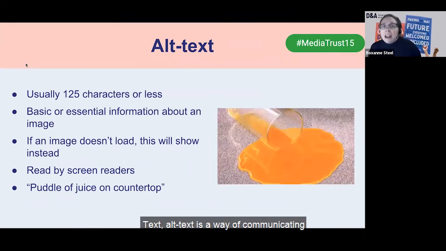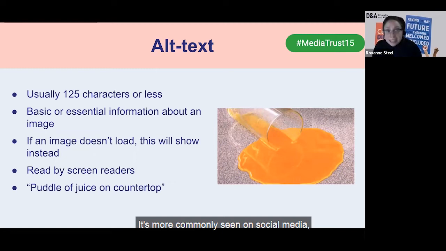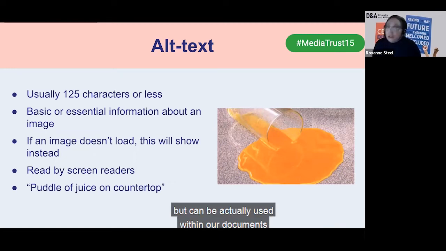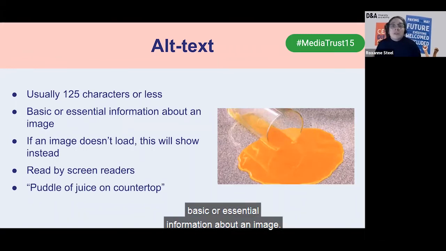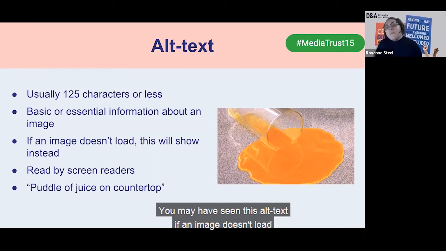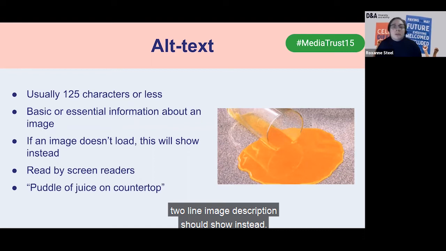Alt text is a way of communicating what is in a picture to an individual that may not be able to see it traditionally. It's more commonly seen on social media, but can be used within our documents and Word. Usually alt text is 125 characters or less. The purpose of alt text is to give basic or essential information about an image. You may have seen this alt text if an image doesn't load when you open an email, and this kind of 2-line image description should show instead. It's going to read it to those screen readers.